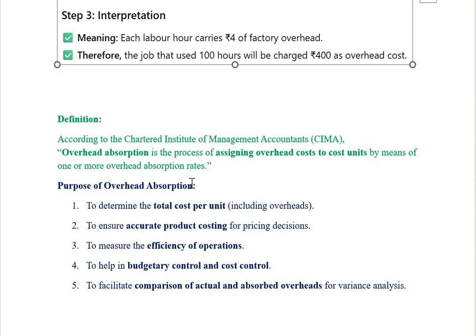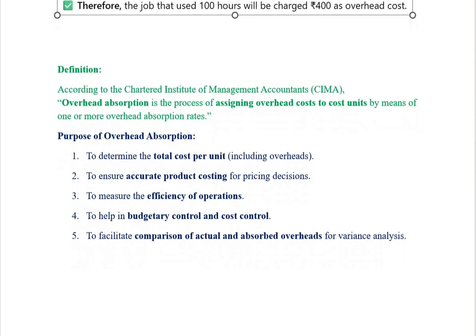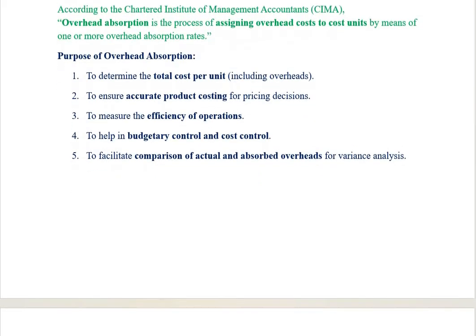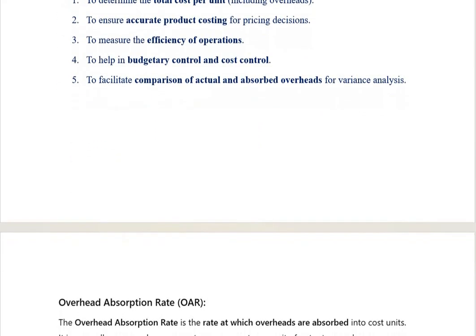The last purpose of overhead absorption is comparing the actual overhead with the absorbed overhead and seeing whether there is any deviation or difference. Later we find the reason, and if there is a negative deviation or negative difference, we take steps for rectifying that deviation.